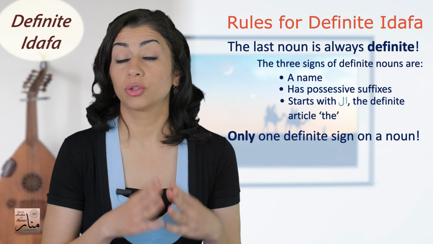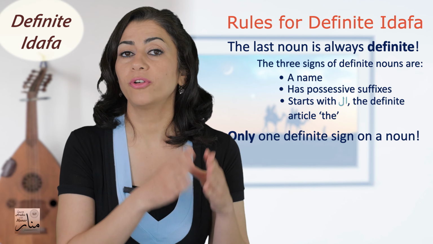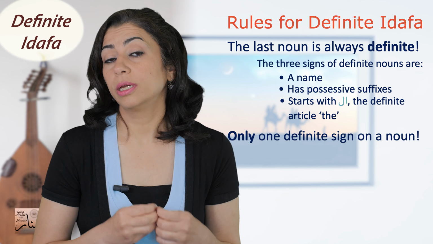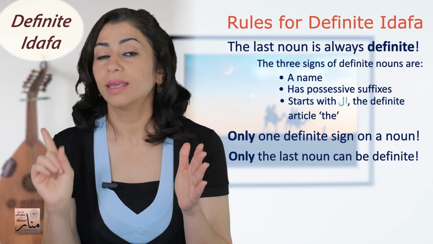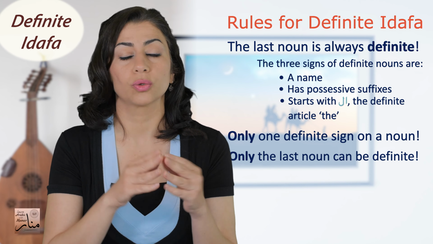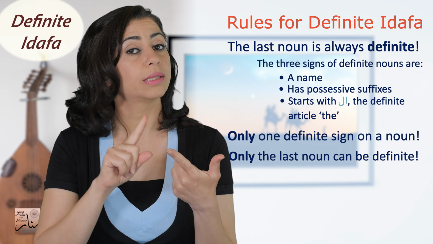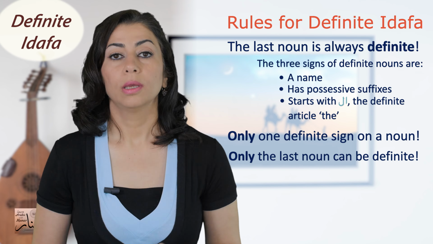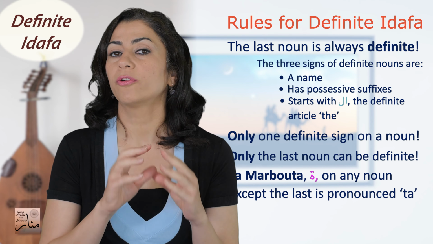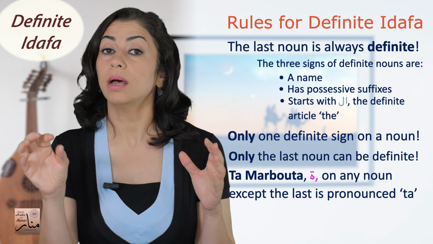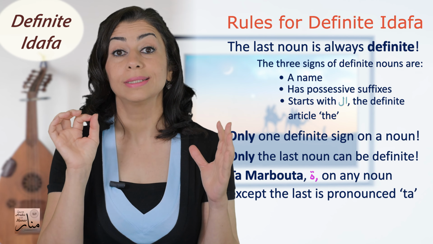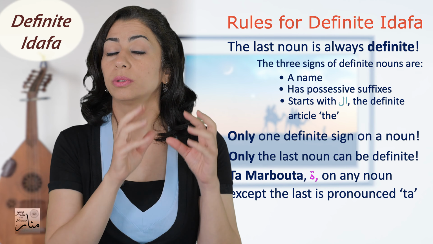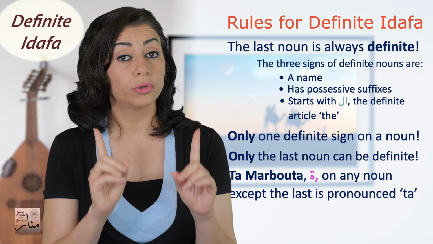So this is our first rule. The last noun in a definite idafa has to have one of the definite signs. The second rule is that all the nouns before it can't have any sign of definite. So they can't be a name, they can't have possessive suffixes, and they can't have the article il. The third rule is that if any of the nouns except the last one has ta marbuta, we have to pronounce it ta. Only the ones before the last one. If the ta marbuta is on the last noun, we don't pronounce it ta.